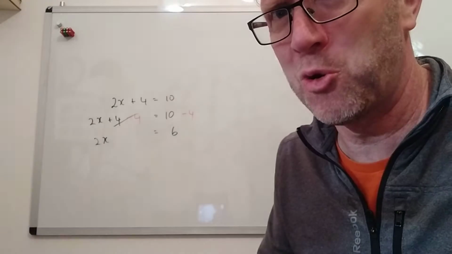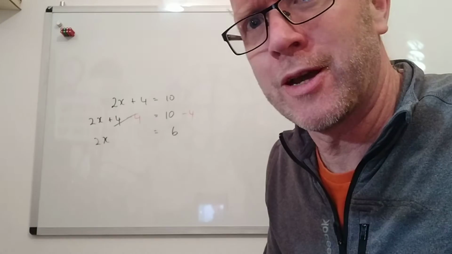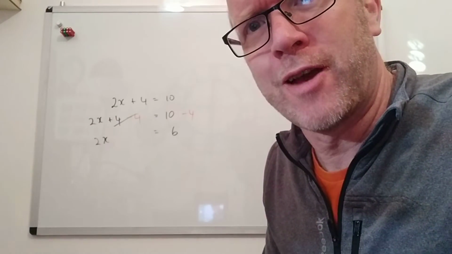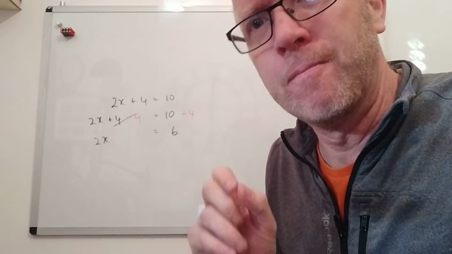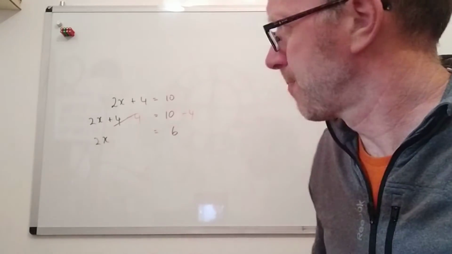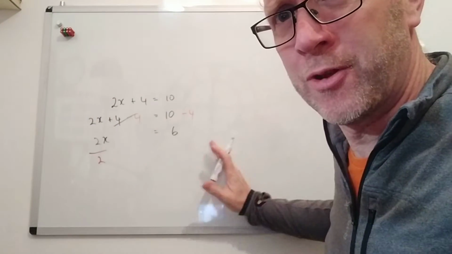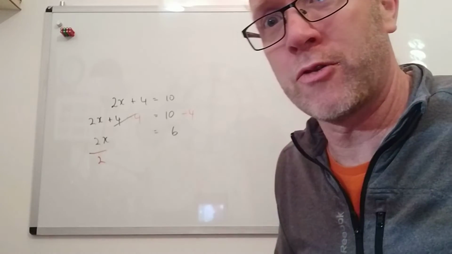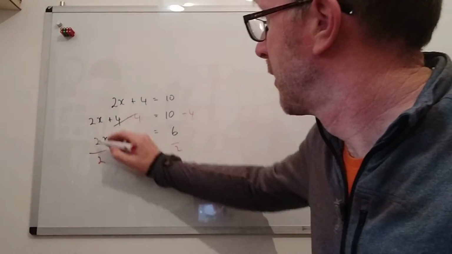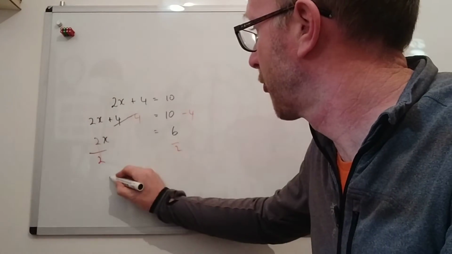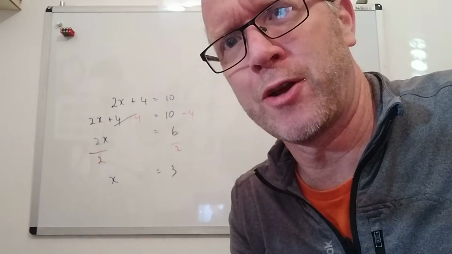Perfectly logical. No rules, no tricks. Now, I want x, but at the moment I have 2 multiplied by x. What's the opposite of multiplying, or the inverse of multiplying? Dividing. So on the left-hand side, I'm going to divide by 2. But whatever I do on the left-hand side, I have to do the same on the right-hand side because it's an equation. So I divide the right-hand side also by 2. These cancel, and I get x equals 3. That's the correct way of solving a linear equation.